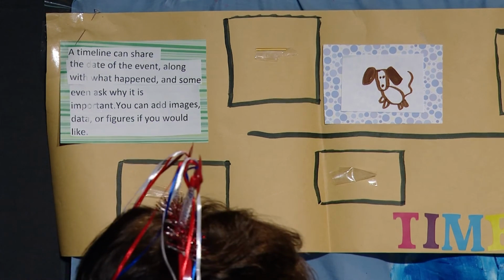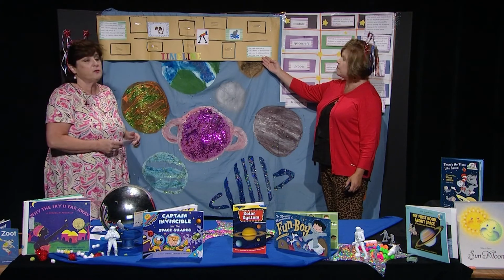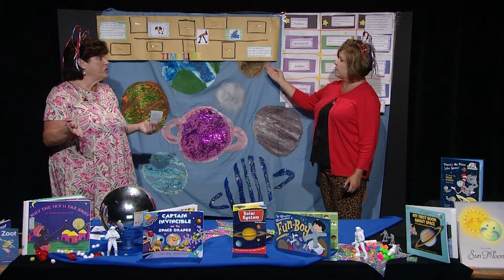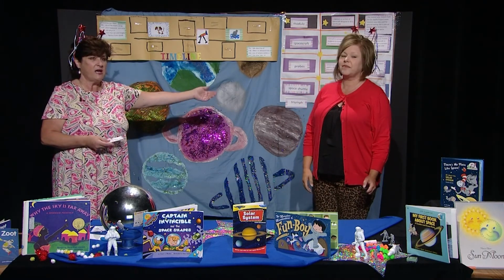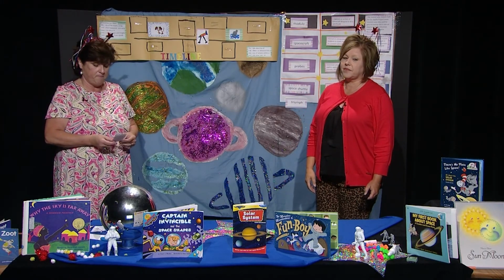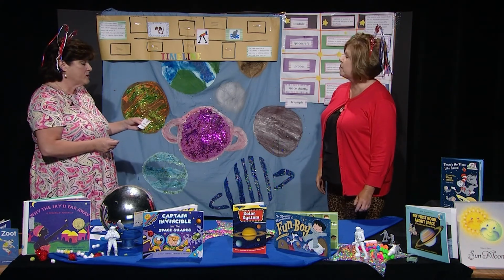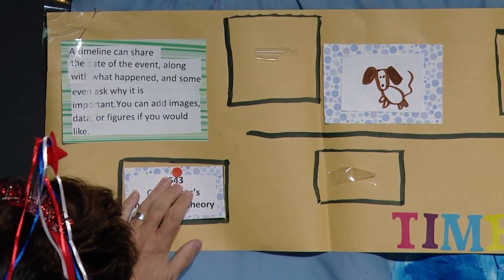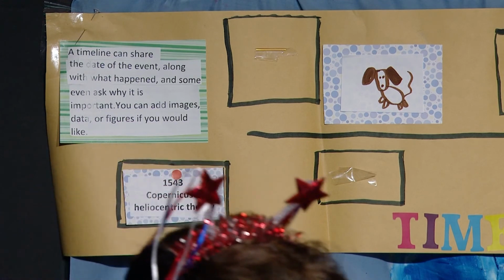The main objective of a timeline is to demonstrate a sequence of actions within a particular time frame. So if you started with your life, you would start with when you were born, and you would go all the way up to however old you are today. So let's begin. The first thing that we learned about was in 1543, Copernicus developed his heliocentric theory.